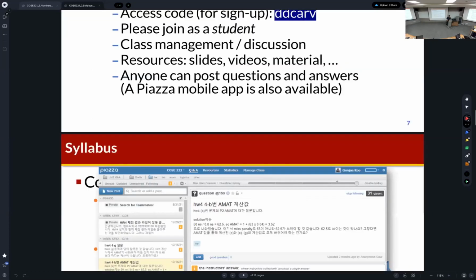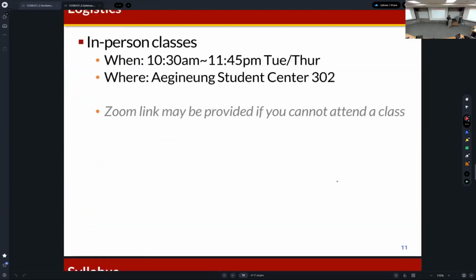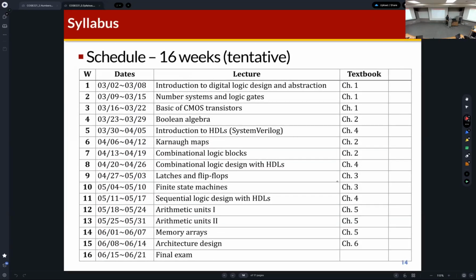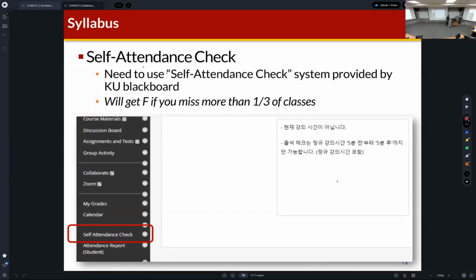Also, do not forget checking the self-attendance link on the Blackboard. So we use the self-attendance check system. I will not call your names because I think it's a waste of time. So you need to check your attendance by yourself on Blackboard.